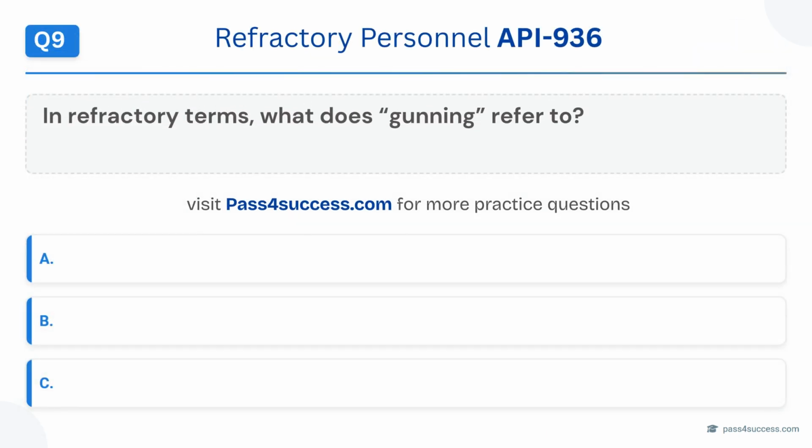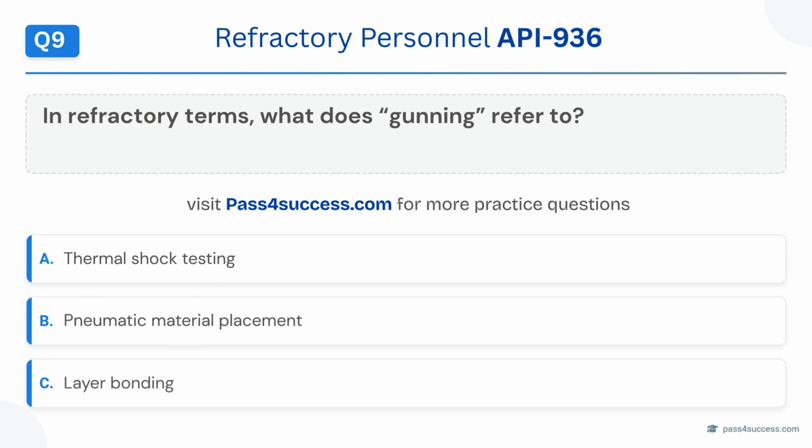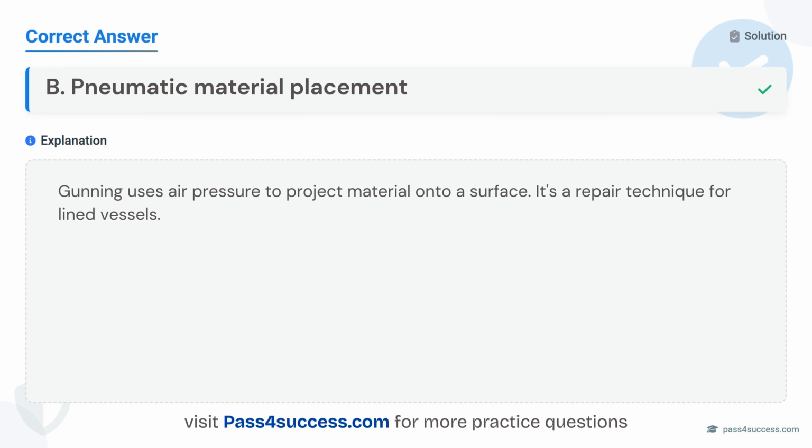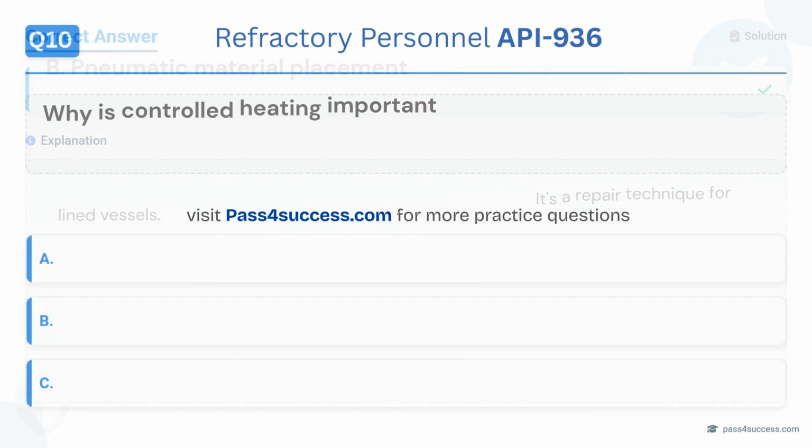Get this wrong. In refractory terms, what does gunning refer to? A. Thermal shock testing. B. Pneumatic material placement. Correct answer is B. Pneumatic material placement. Uses air pressure to project material onto a surface. It's a repair technique for lined vessels.